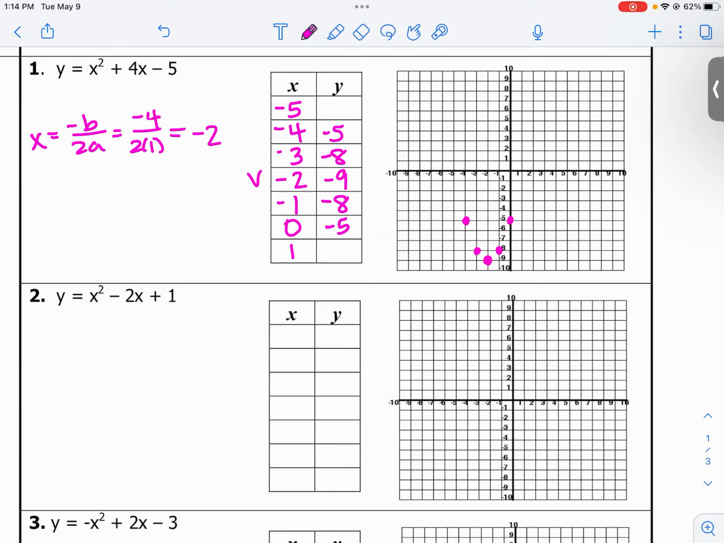Okay, short hair. Preston, what'd you get when you plugged in -5? Ooh, he got 0. Okay. Long hair. Peyton W, what'd you get when you plugged in 1? So 1, 0, and -5, 0.